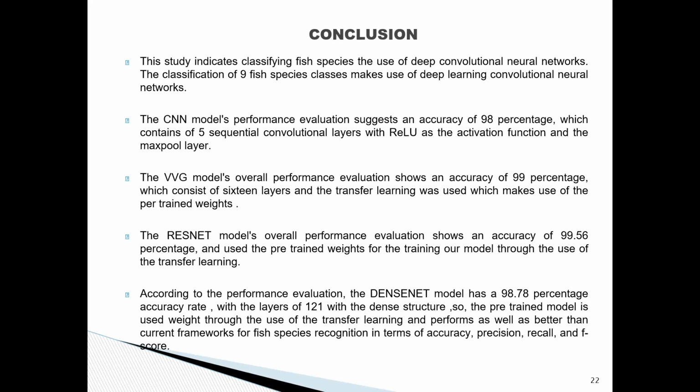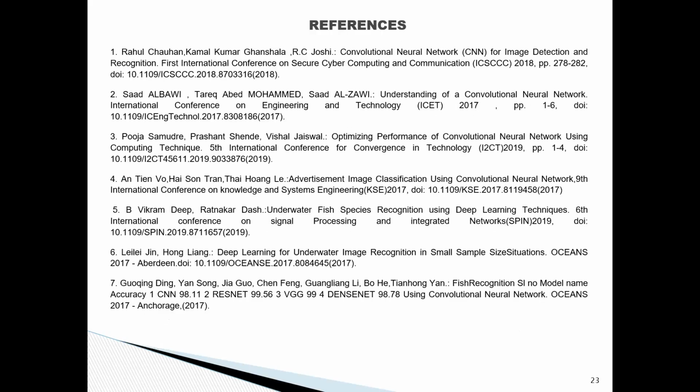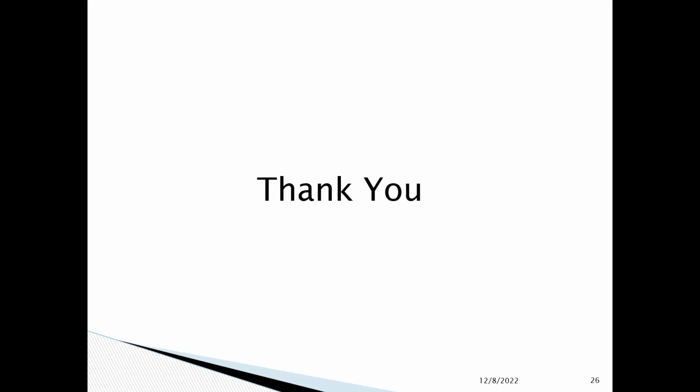According to DenseNet, we have achieved 98.78% accuracy with 121 layers with a dense structure. Except for CNN, for VGG and DenseNet we have used a transfer learning model due to the more layers in it. When compared to CNN, we only have 5 layers, so we have trained it by ourselves. This is the conclusion. These are the references, the papers we referred to. So thank you.